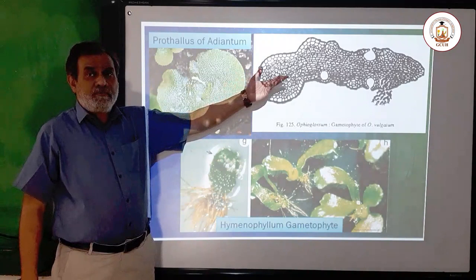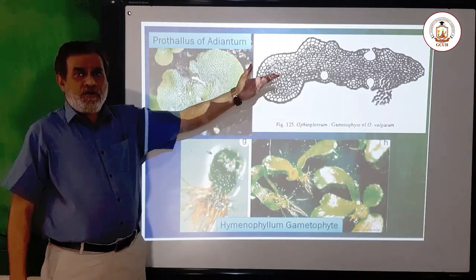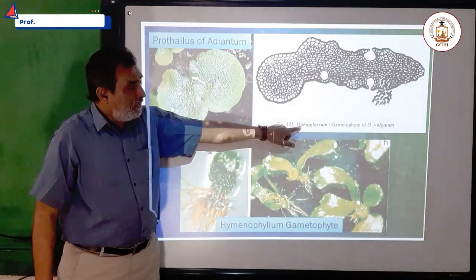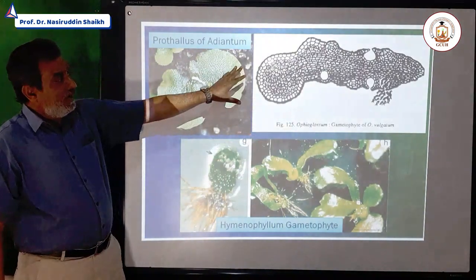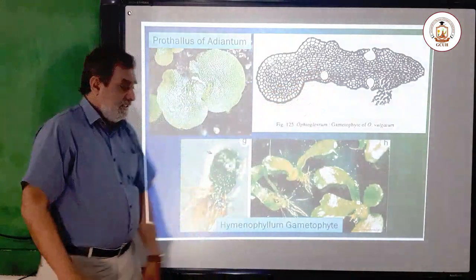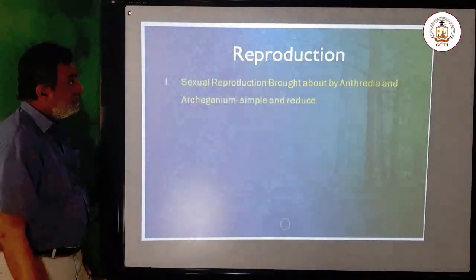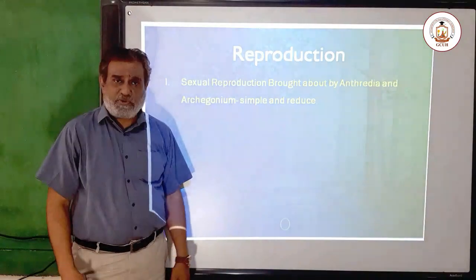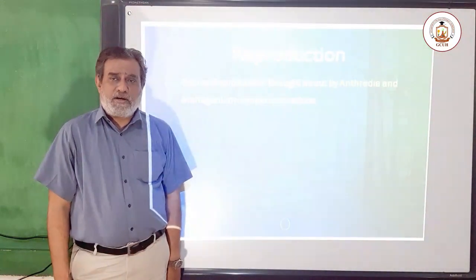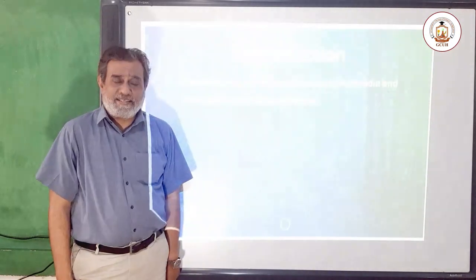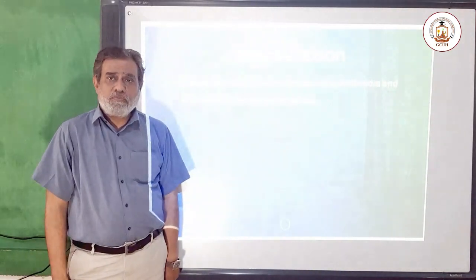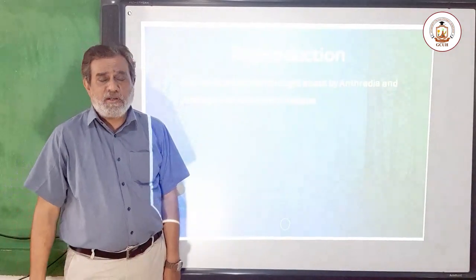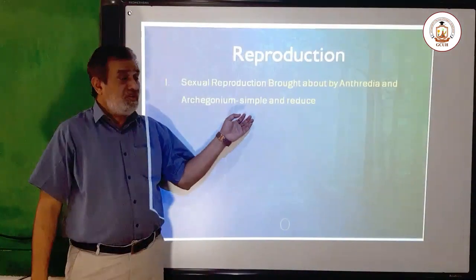The next is the saprotrophic mycorrhizal type. So, Ophioglossum is here, the gametophyte is like that. Now after that, the reproduction. As I have told you, sexual reproduction is brought about by the production of male gametes by antheridia and ovum by the female gametangia, which is archegonia.